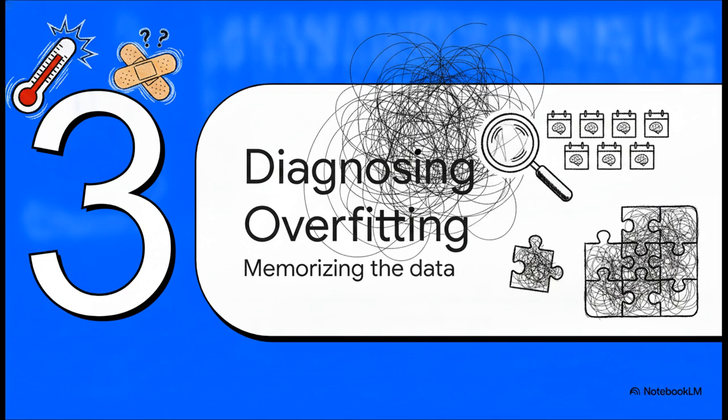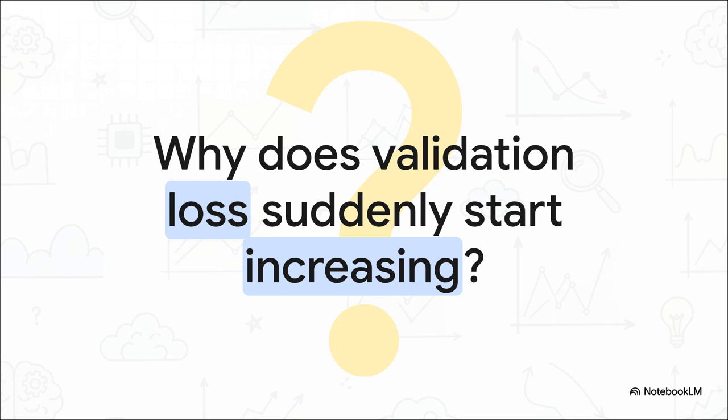Section 3, diagnosing overfitting. Because unfortunately, models get sick. They definitely don't always converge perfectly. The first illness we're diagnosing today is a super common one, overfitting. This happens when the model basically just memorizes the training data perfectly, but then completely fails to generalize to any new, unseen data.